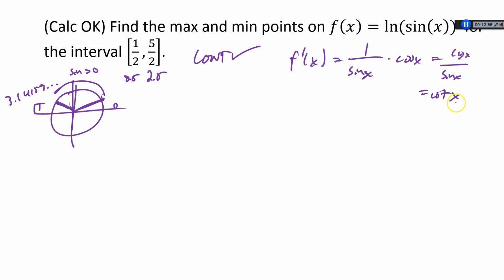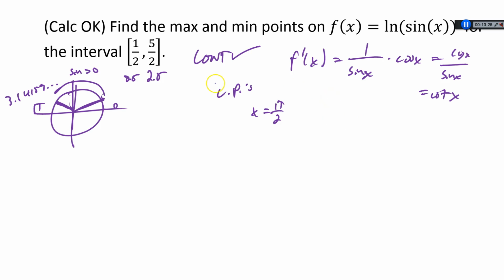Now we have to think, is cotangent x undefined or 0 anywhere between 1/2 and 5/2? Well, if we look at our cosine over sine here, cosine is 0 at pi over 2. So x equals pi over 2, if we're thinking about our critical points. So x equals pi over 2 gives us a derivative of 0. And let's see if we have anything that's going to make us undefined. I don't think sine x is ever 0 in our interval, because sine x is 0 at 0 and pi, but those aren't in our interval. So that's our only critical point, x equals pi over 2.